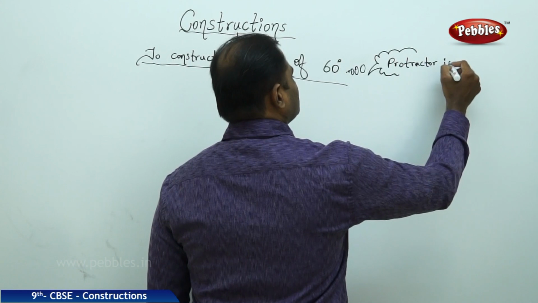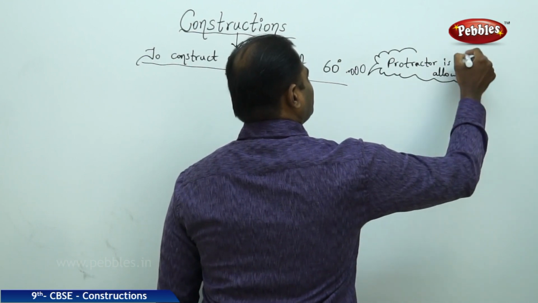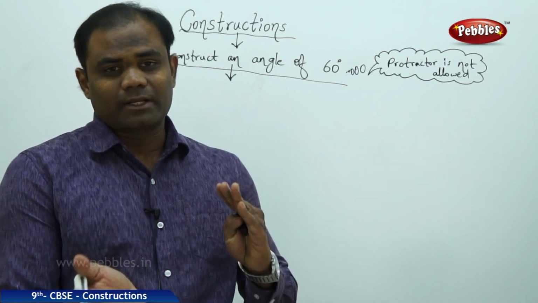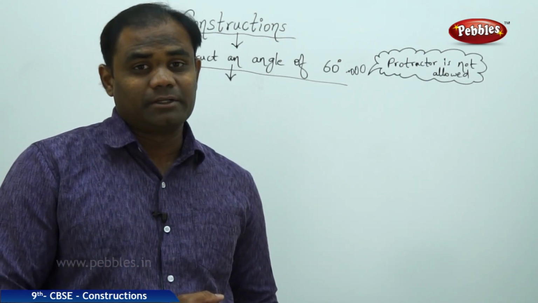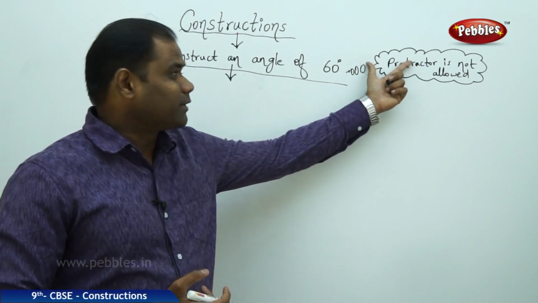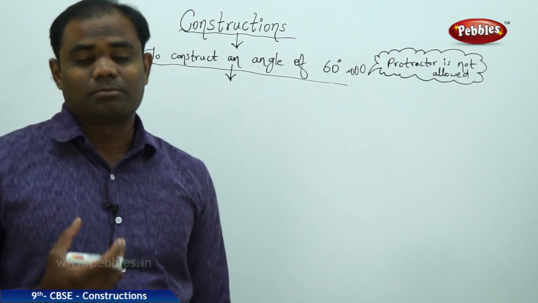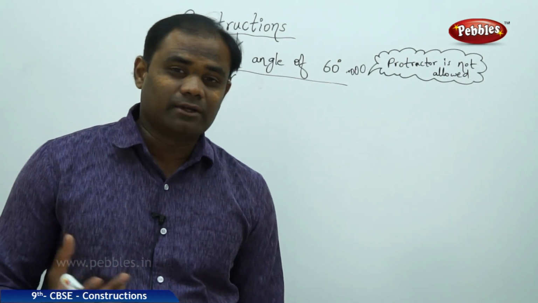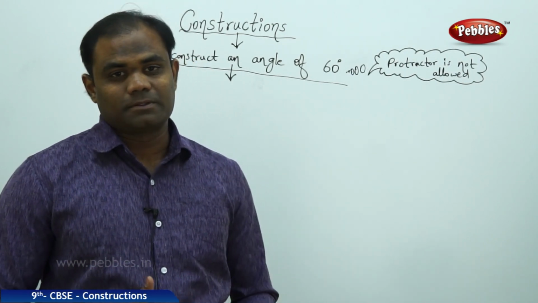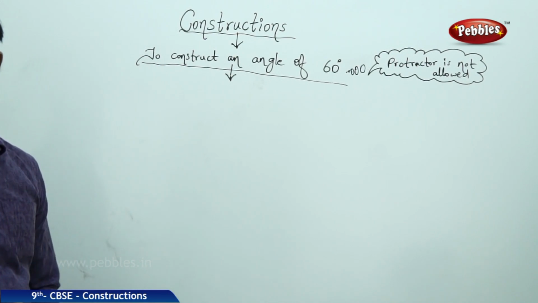Interestingly, if we have a protractor, we can directly construct, because in a protractor we have the 60-degree angle which can be identified. But this session we are going to construct an angle of 60 degrees. More interestingly, protractor is not allowed. That means without the help of the tool called protractor, we will try to construct an angle of 60 degrees using strictly the construction properties, proudly in mathematics. So let's see how to construct an angle of 60 degrees without using the protractor.